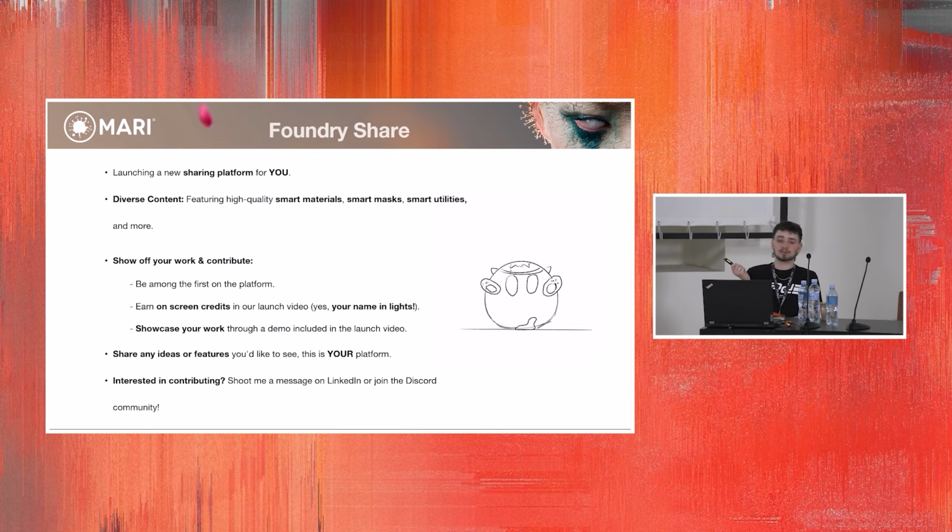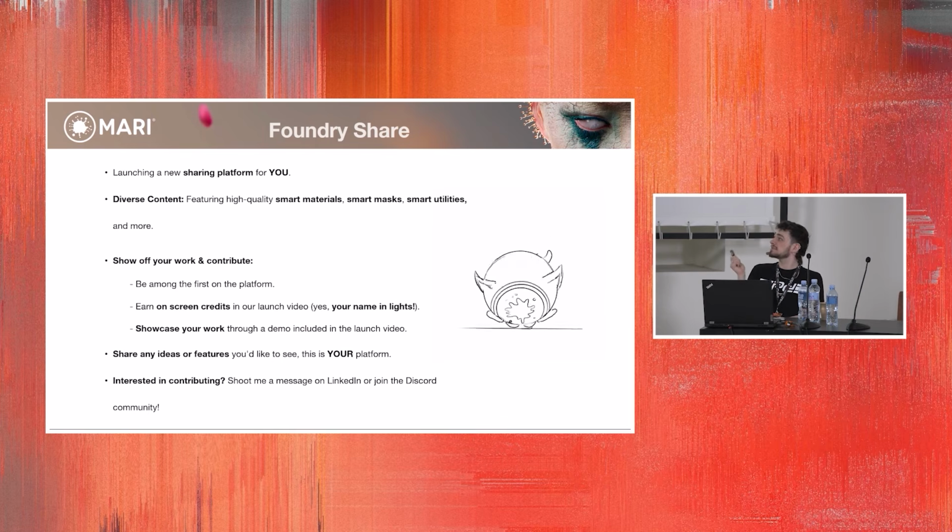There's also going to be a launch trailer. So if anyone wants to show off one of their smart materials on one asset that they made in the past, so let's say you made a dragon and you want to show off a smart dragon material, you could make a video of that and we can show it off in the release trailer. So your name will be in lights and it's great exposure, and if you have time, it could be a good project. And at the end of the day, this is your platform, so if you have any feature requests, any ideas, please let us know.